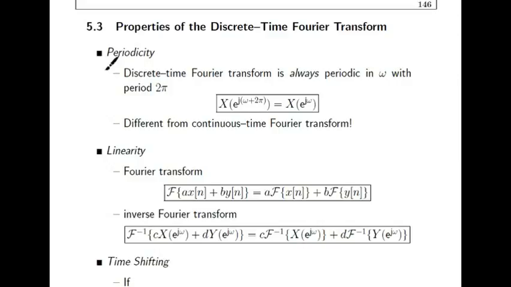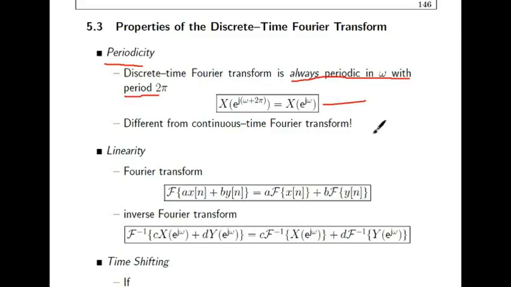The discrete time Fourier transform is always periodic in omega with period 2 pi. It means that in the notation of the Fourier transform, X of e to the power j omega, if I write it as X of e to the power j omega plus 2 pi, then it will remain only X of e to the power j omega. This is different from the continuous time Fourier transform, because there was no such property in the continuous time Fourier transform.